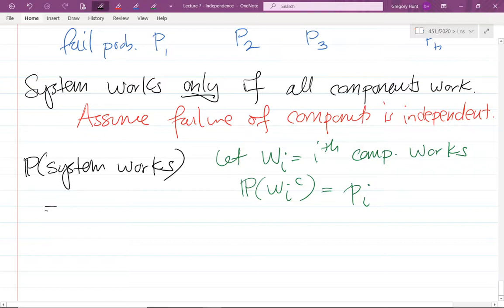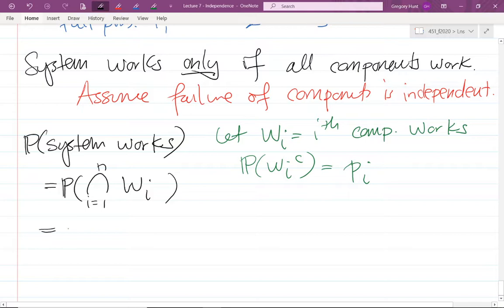And we can rewrite this in proper set notation. The event that the system works is going to be the intersection, i goes 1 to n, of W sub i. The first one works, and the second one works, and the third one works, and the fourth one works, etc. Right?